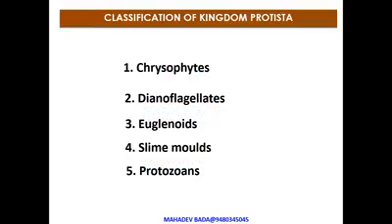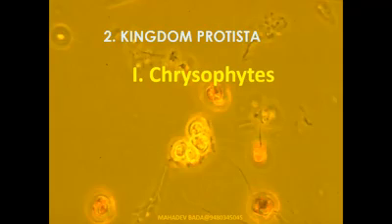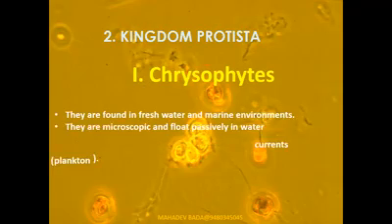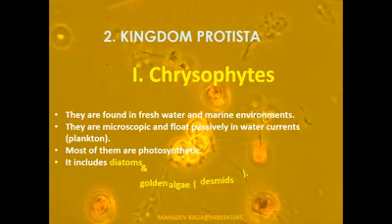The protistas are classified into 5 major groups: chrysophytes, dinoflagellates, euglenoids, slime molds, and protozoans. I repeat, the protistas are classified into 5 groups: chrysophytes, dinoflagellates, euglenoids, slime molds, protozoans. These are the groups in the kingdom Protista. And the first group is chrysophytes.